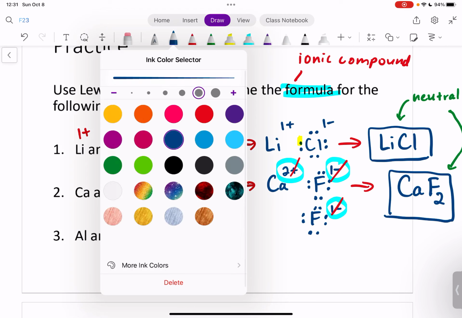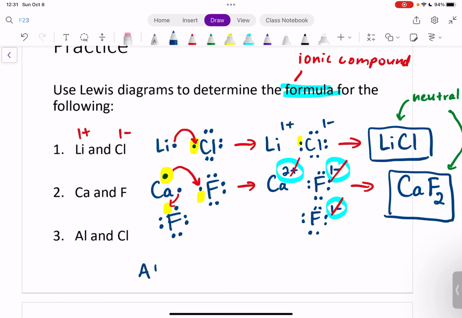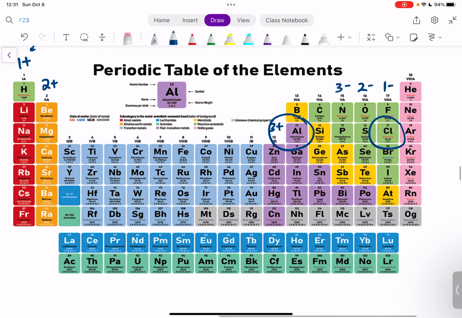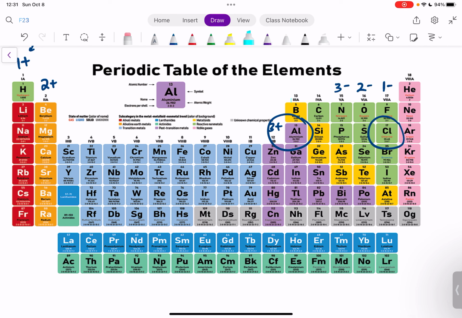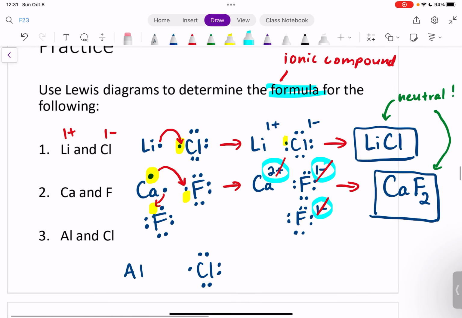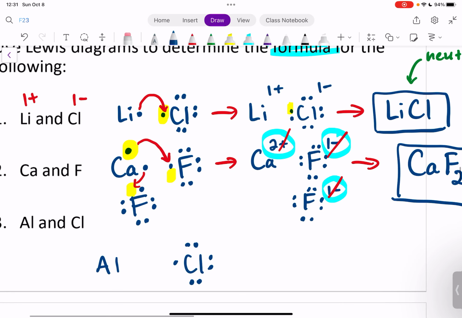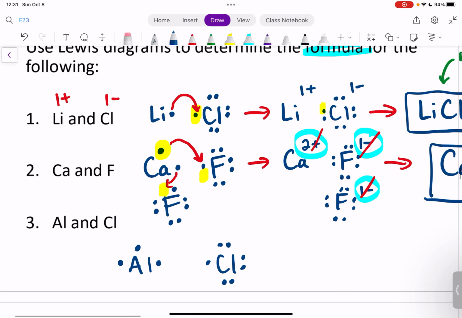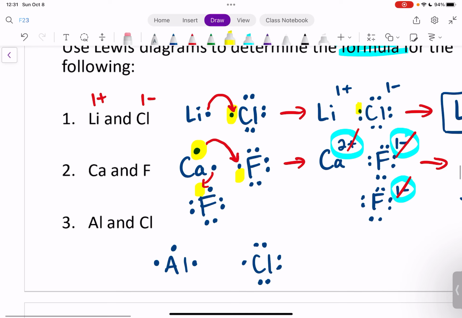But let's just do the diagram here. So we got aluminum and chlorine. Well, chlorine, let's do that first because we're so used to drawing that now, right? It's in group 7A, so it has 7 valence electrons. Aluminum is in group 3A, okay, 3A over here. So it's got how many valence electrons? Yeah, 3 valence electrons. 1, 2, and 3. All right. Cool.